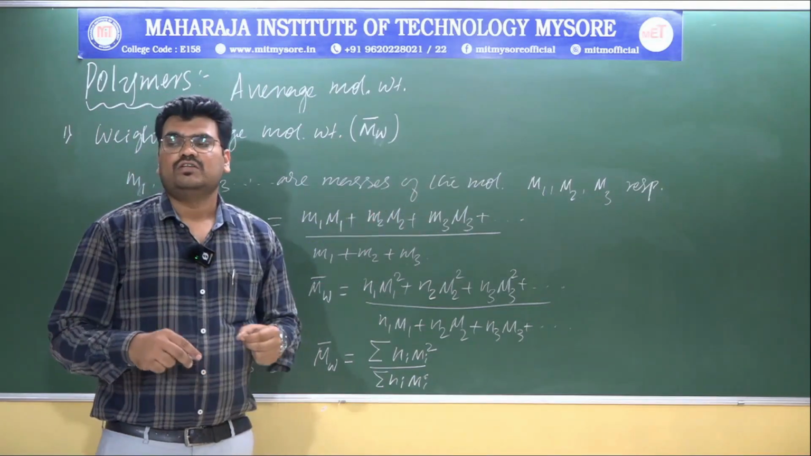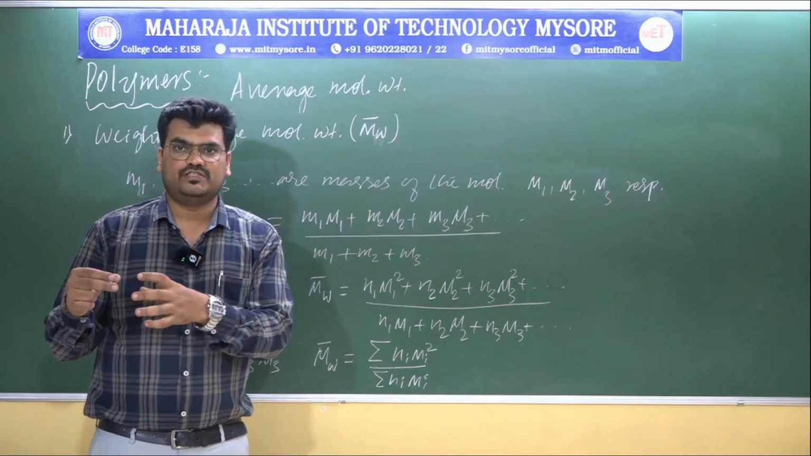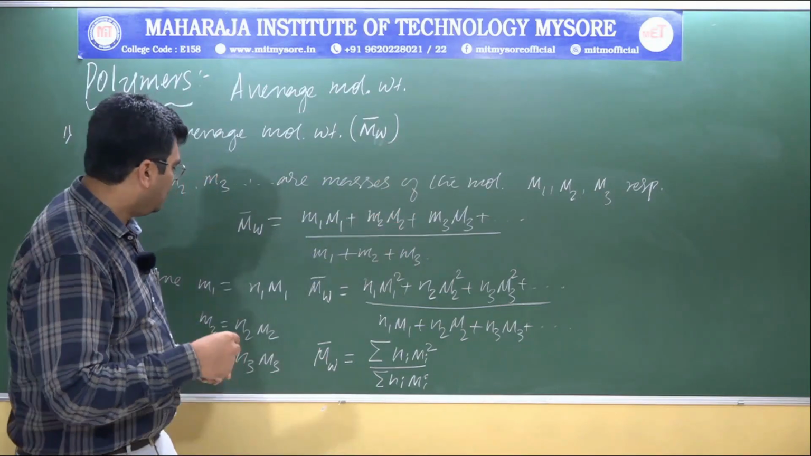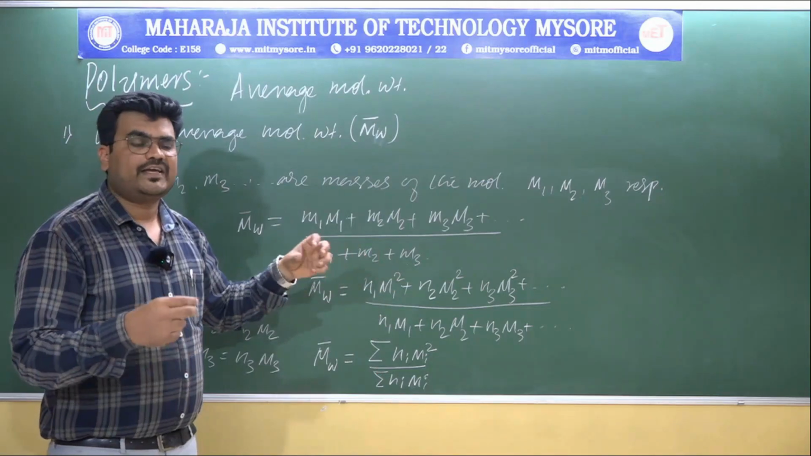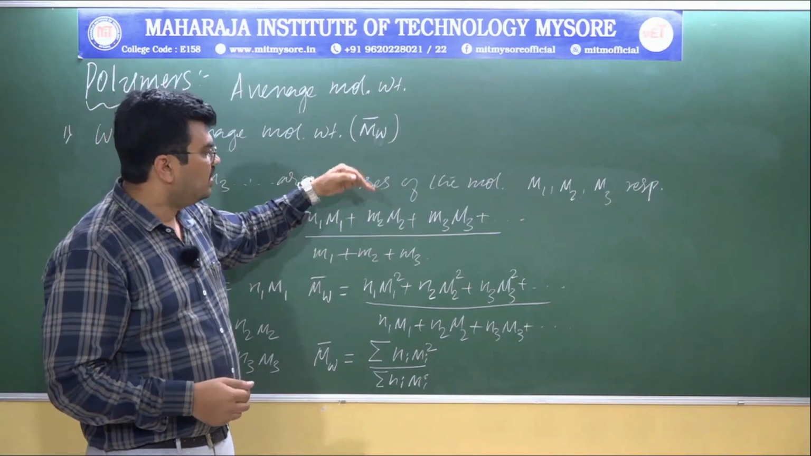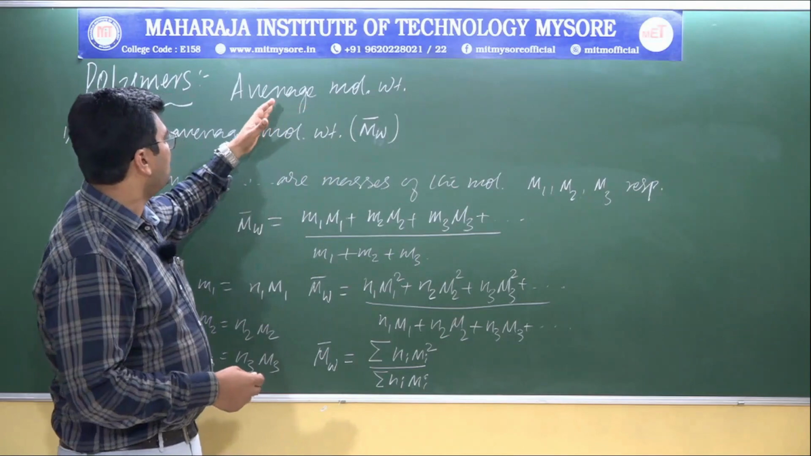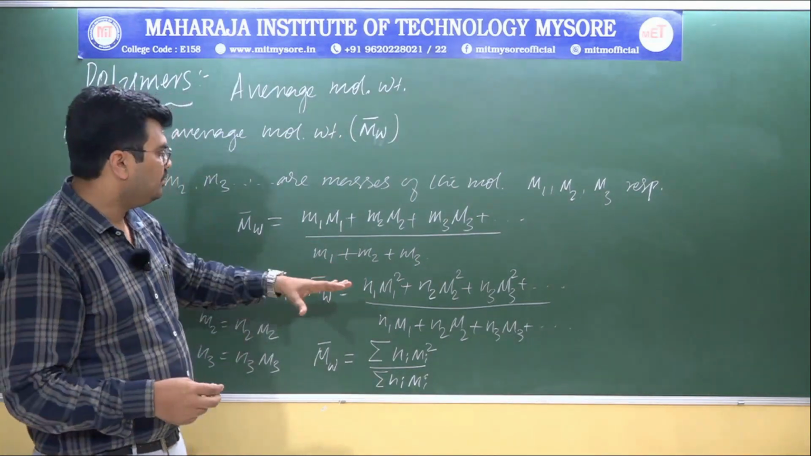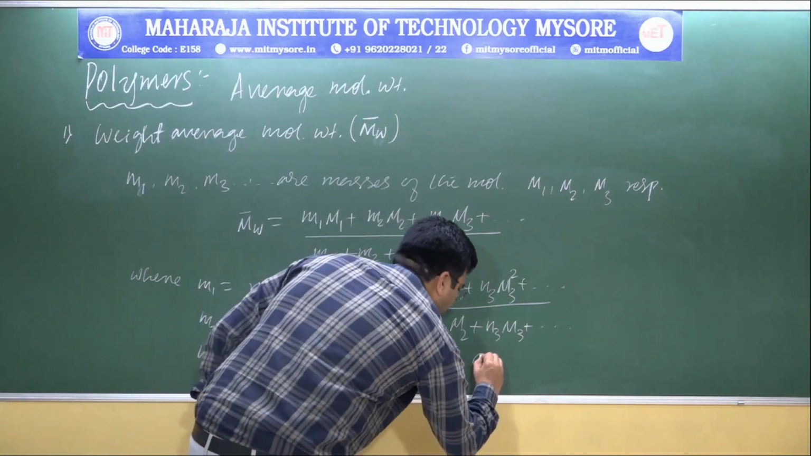If they had to become equal, then each and every molecule of the sample should be of the same size, that is homogeneous, and that will never be achieved in the case of polymers. Both number average molecular weight and weight average molecular weight are expressed using the unit gram per mole. Based on this average molecular weight concept you have numerical problems, so you need to remember these two formulas and their unit, gram per mole.